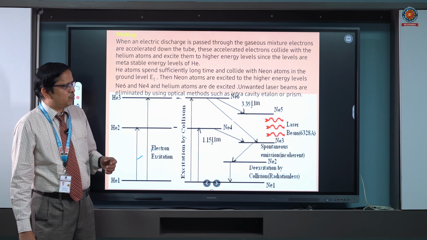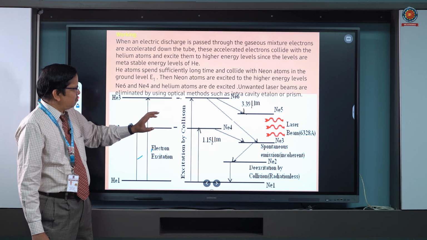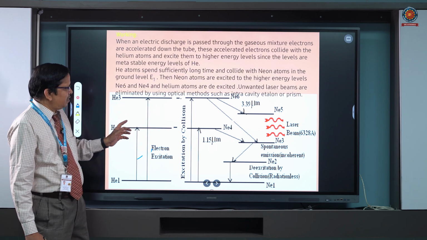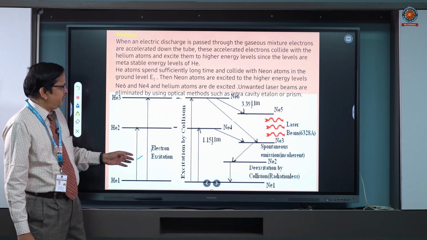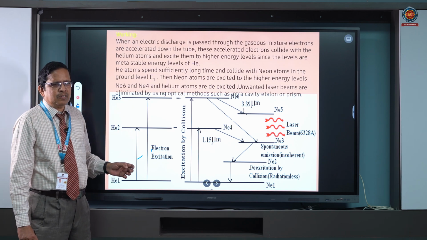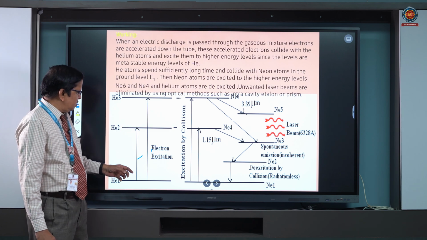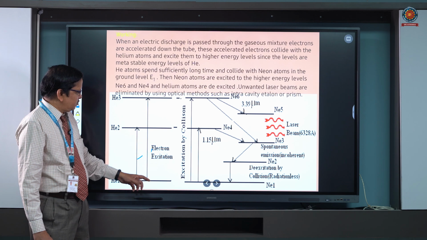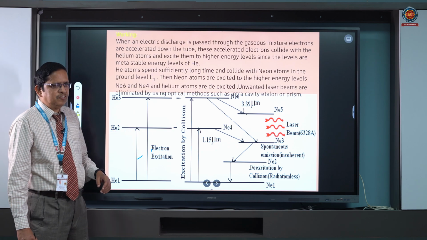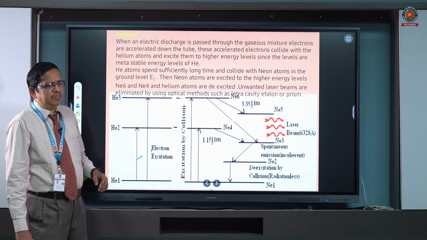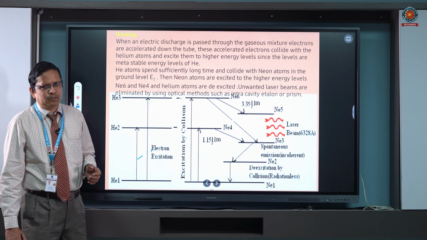The flow of electrons collides with the helium atoms first. Actually, the gas contains both the atoms, but here helium atoms are lighter atoms when compared to neon atoms. Because of this lightness of helium atoms, the electrons will excite the lighter helium atoms to higher levels. So first of all, the helium atoms are excited to higher levels. Some helium atoms are excited to He2 level, some helium atoms are excited to He3 level. So in this way, the helium atoms are excited by the electric discharge between the two electrodes.